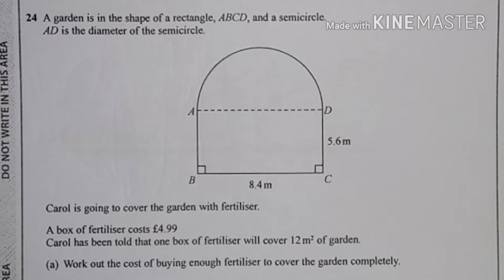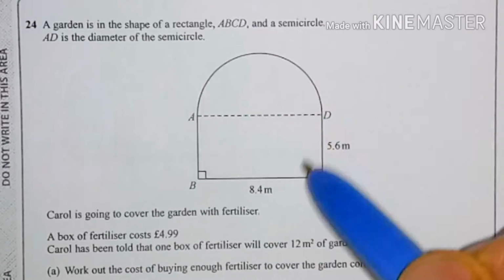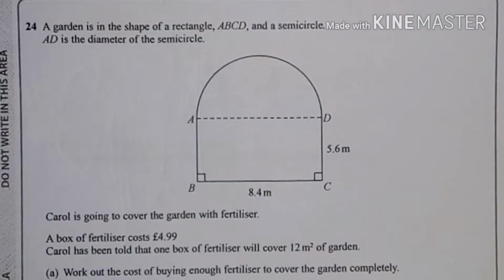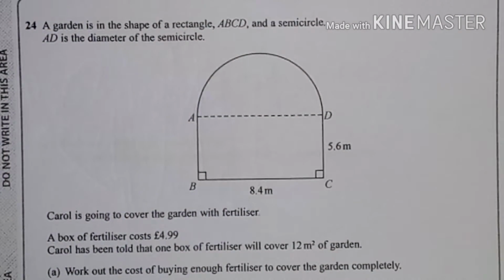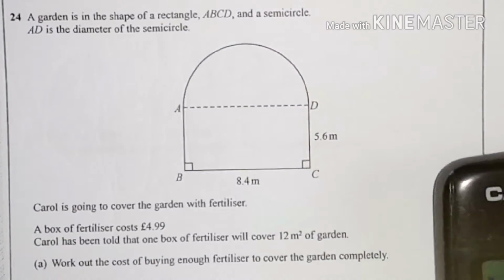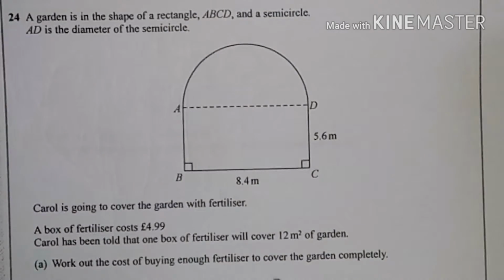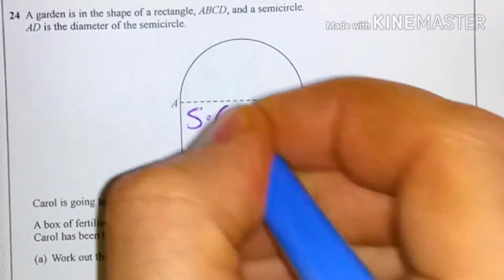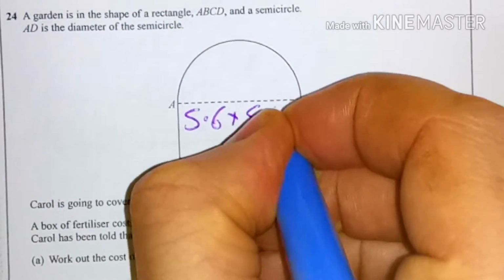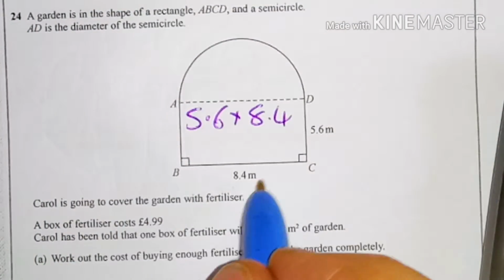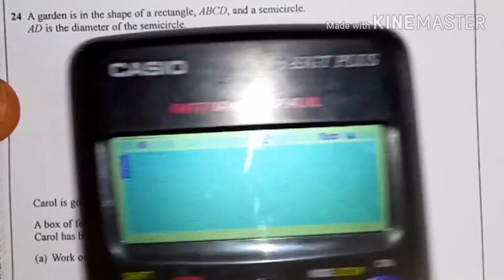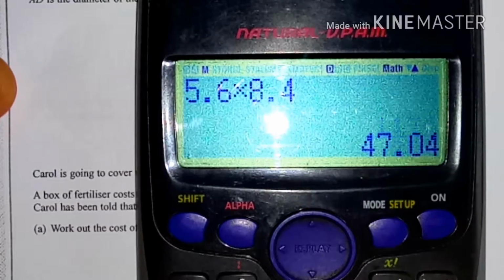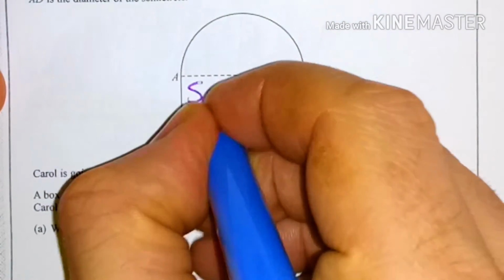Okay, right, to work this out, we need to work out the rectangle. Then we have to work out the semicircle, and then we have to add them together, and then we have to work out the price, and so on. So, rectangle's the easiest bit, it is height times base. So it's going to be 5.6 times 8.4. And let's just check the units are the same, and they are, so we don't have to mess around with that. So 5.6 times 8.4, which equals 47.04.